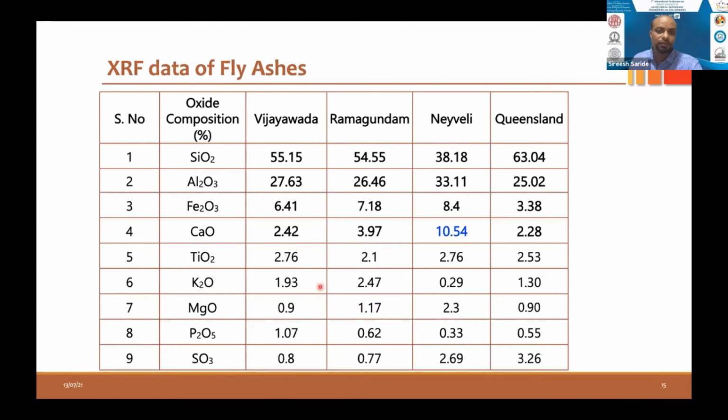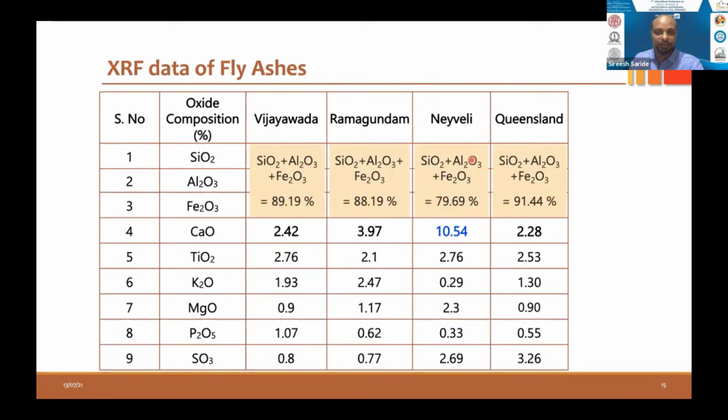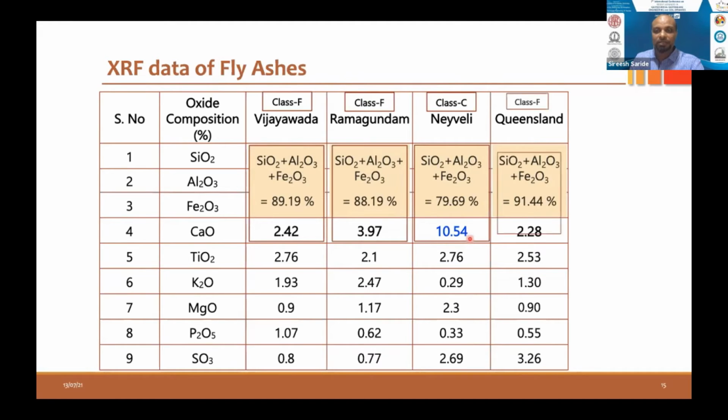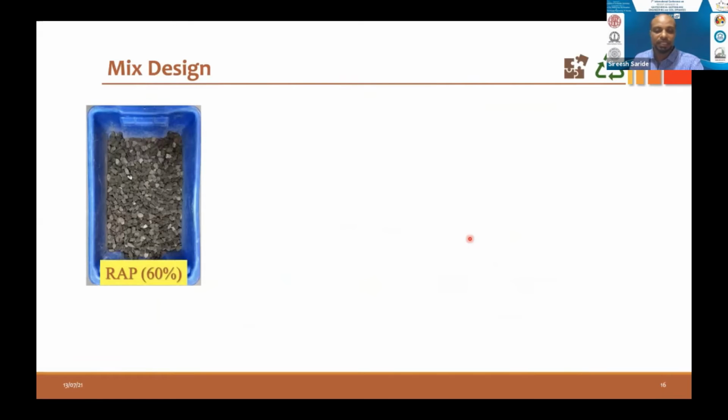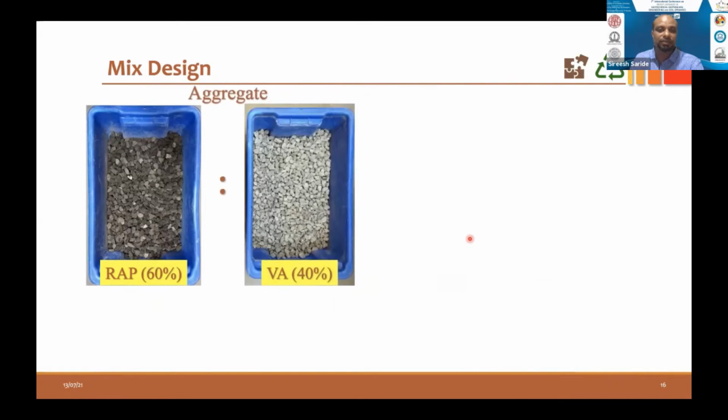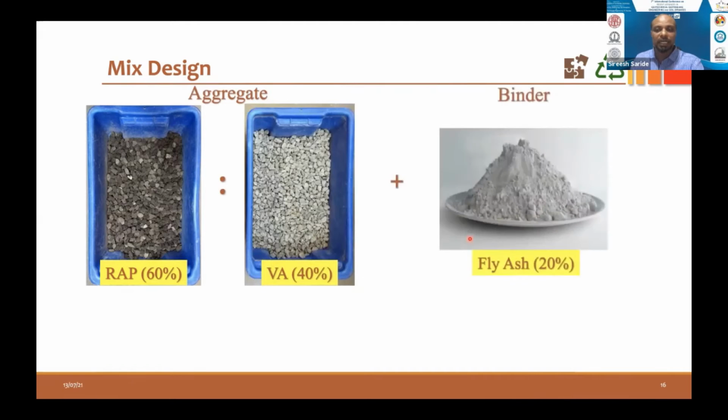We have almost 4 fly ashes tested, including one from Queensland, which is in Australia, and 3 from Andhra and Telangana states of India. Except Neyveli fly ash, most of these fly ashes are class F fly ash. Neyveli fly ash with higher calcium oxide content is class C fly ash. Each fly ash with different combinations of silica, alumina, ferrous oxide will behave differently, and we need to find what is the optimum combination for a road mixture. In this case, what we have considered is 60% RAP material added to 40% natural aggregates or virgin aggregates, and fly ash was added as a binder and a stabilizer, about 20%.